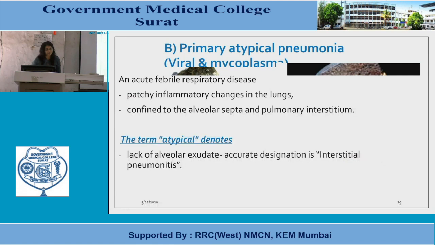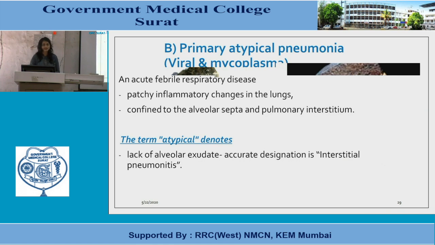Now the bacterial pneumonia is over. Whenever a person has fever, cough, chest pain, and all bacterial cultures are negative, he or she might have pneumonia of other etiology. The second most common type is viral pneumonia, or atypical pneumonia. It is an acute febrile respiratory disease which leads to patchy inflammatory changes in the lung, confined to the alveolar septa and interstitium.